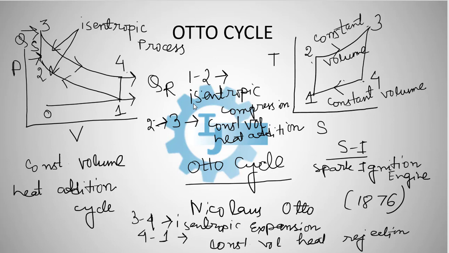The Otto cycle is also known as constant volume cycle because heat addition is done at constant volume. So the other name of Otto cycle is constant volume cycle. So let's derive the thermal efficiency of this Otto cycle.